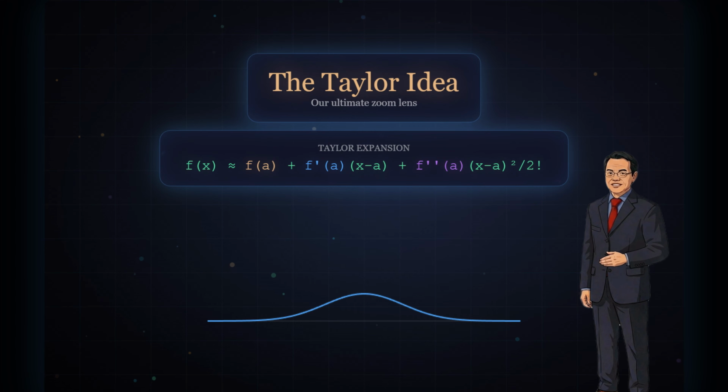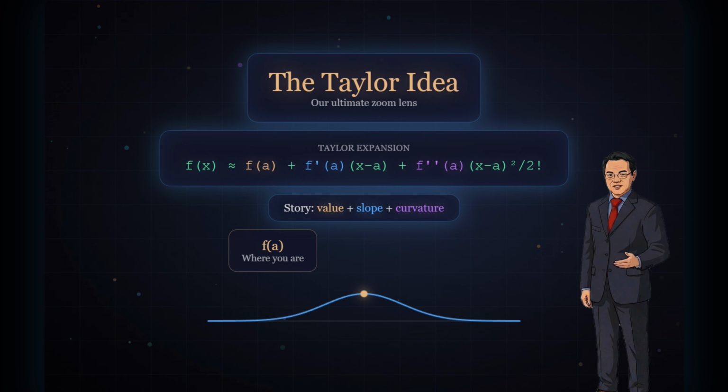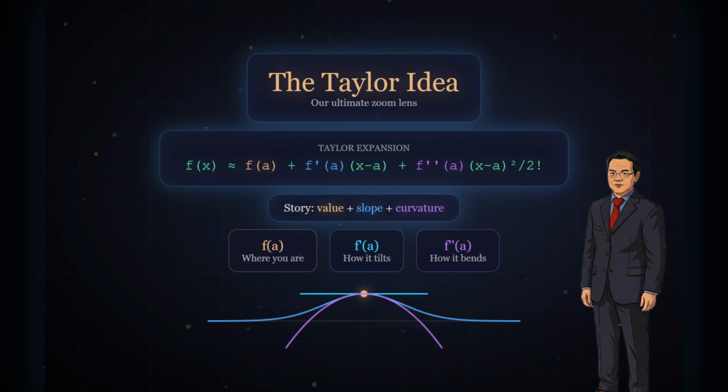On screen, you'll see the Taylor expansion. Don't try to read every symbol, just remember the story. Start with the value, add slope, then add curvature. Value tells you where you are. Slope tells you how it tilts. Curvature tells you how it bends.